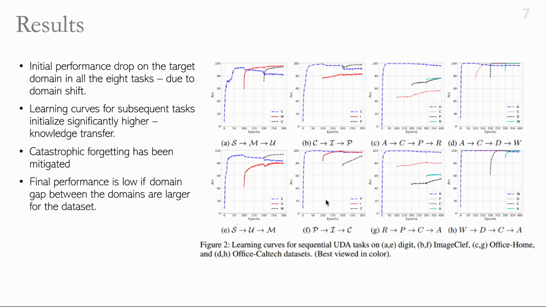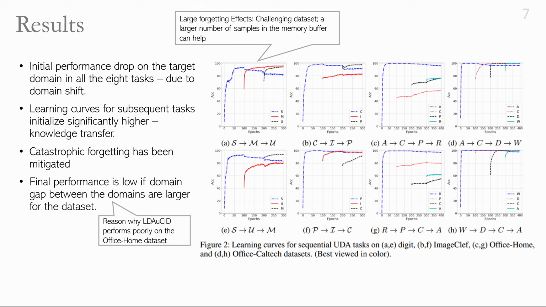So now looking at our results. Initially the performance drops on the target domain, and this is true for all 8 tasks. This is because of the domain shift, but we see that the learning curves for subsequent tasks initialize significantly higher, and this signifies that past knowledge is being transferred. We see that catastrophic forgetting has been mitigated. Final performance is low if the domain gap between the domains is larger for the dataset, which we can see in the case of the third column here, the Office-Home dataset, where the domain gaps were larger and this model performs poorly. In case of large forgetting effects, it means that we can use a larger number of samples in the memory buffer, which could help.